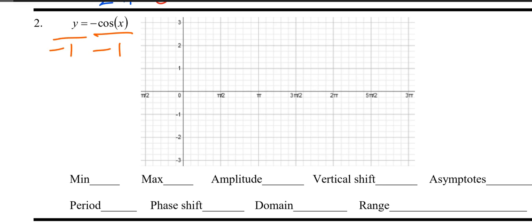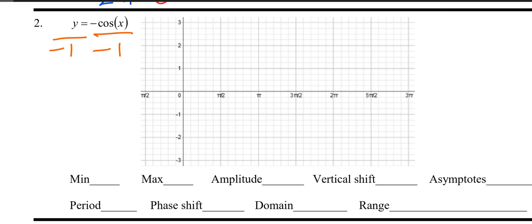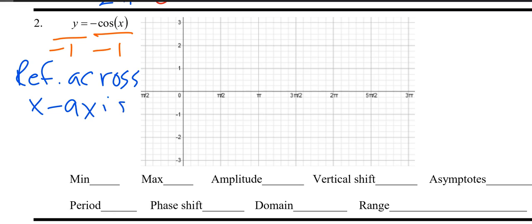Hopefully you understood that we were dealing with the reflection. Reflection across what? Well, okay, which axis? That's the straight one.